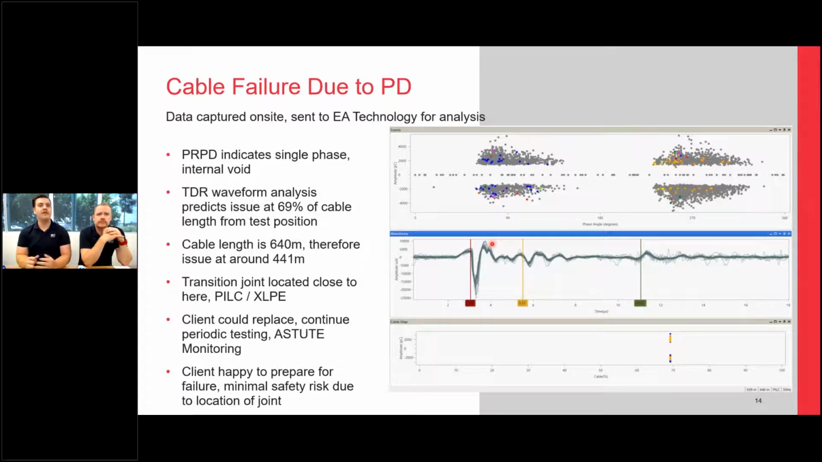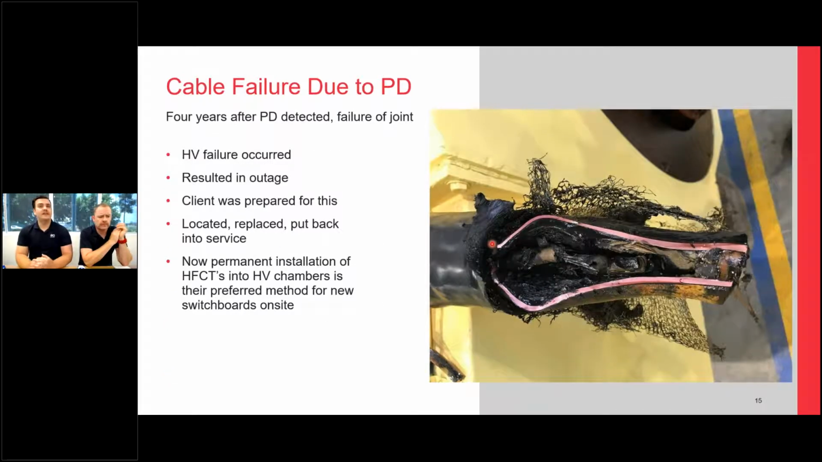In this scenario, the client was actually happy to leave it as it is and continue periodic testing. This allowed them to be prepared for a failure and move on. Four years after this test did take place, a HV failure did finally occur.